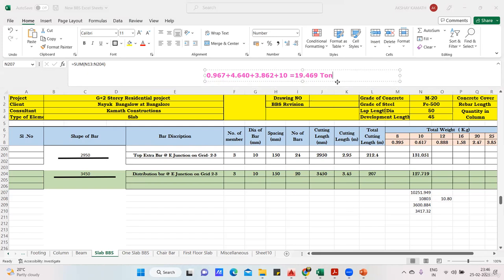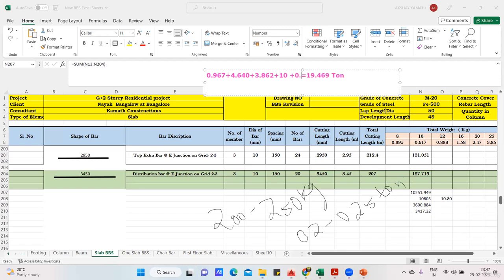But in this, I did not add the staircase part. For the staircase, I didn't do the BBS now. But always remember, for the staircase your steel will be almost 200 to 250 kg, not more than that. I'm speaking in terms of kg. That means it will be roughly 0.2 to 0.25 tons. This is a rough thumb rule and it will work for almost all residential buildings. So I'll add the same thing here, plus 0.25 only, 250 kg of steel I'll take.